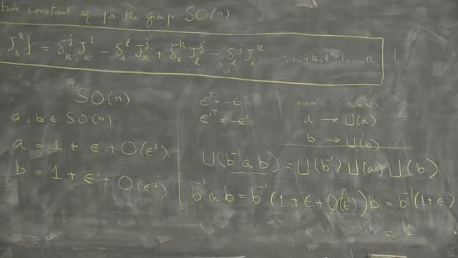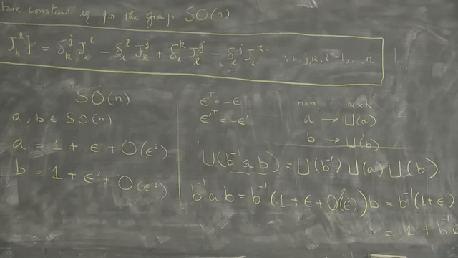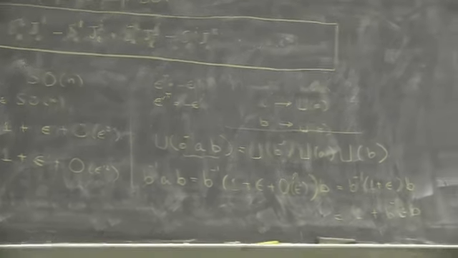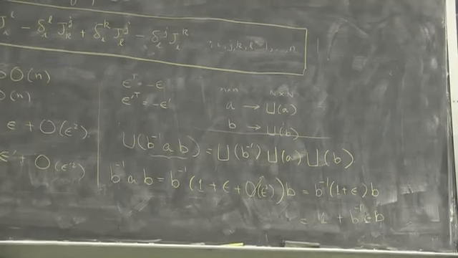And then what do I have? I have B inverse times epsilon times B. And then I have things that are second order in epsilon, which I'm going to ignore. Is that okay? So far, so good, right?